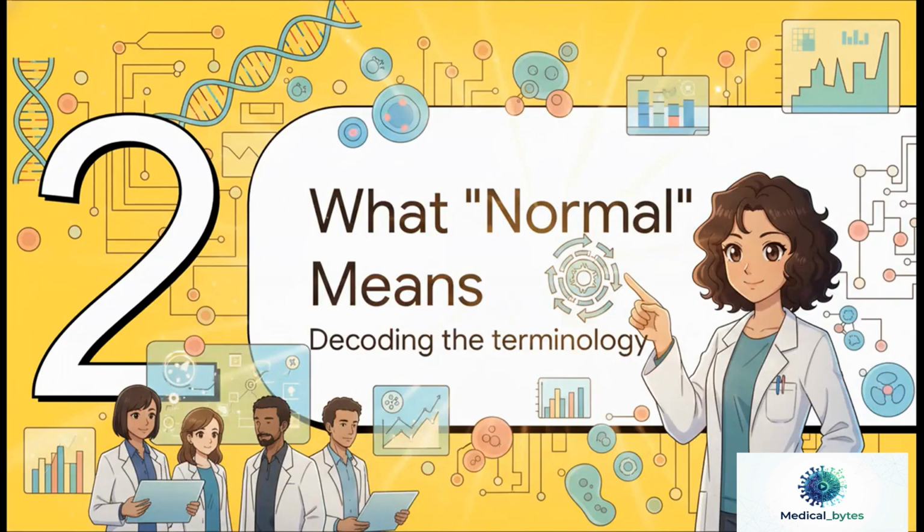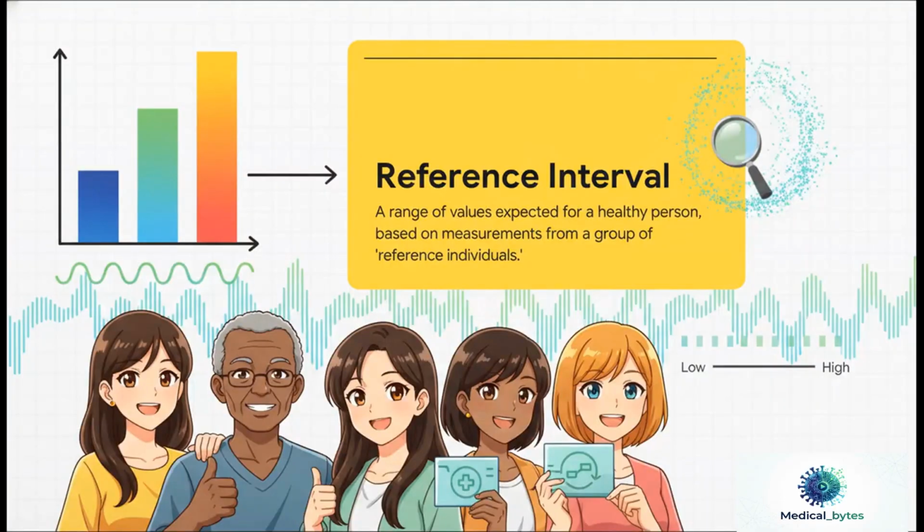All right, so if a reference interval isn't some strict healthy versus unhealthy line in the sand, then what on earth is it? Let's decode how labs actually come up with these numbers in the first place. Think of it this way. A reference interval is basically just a statistical snapshot. Scientists take a huge group of people who are considered healthy, test them, and then create a range from a low number to a high number that covers most of those people. It's not a personal guarantee of your health, it's just a way to see how your numbers compare to a large group of healthy folks.